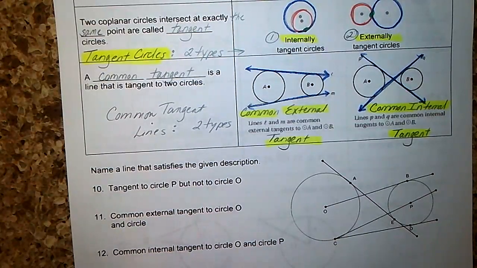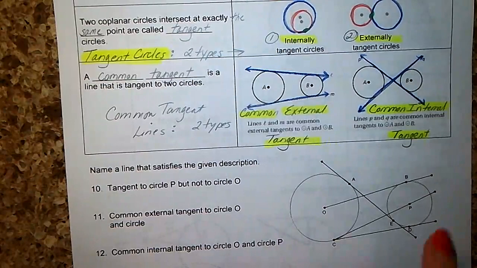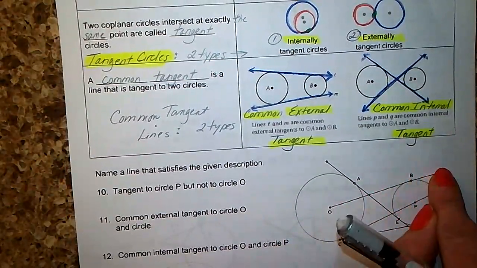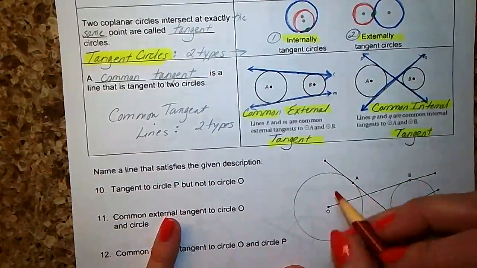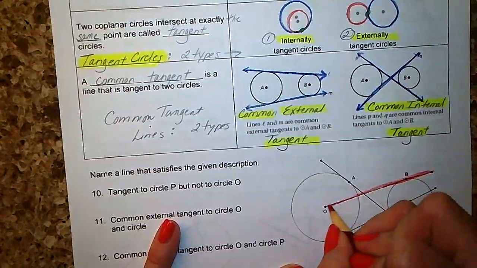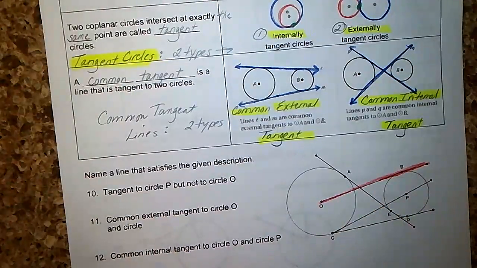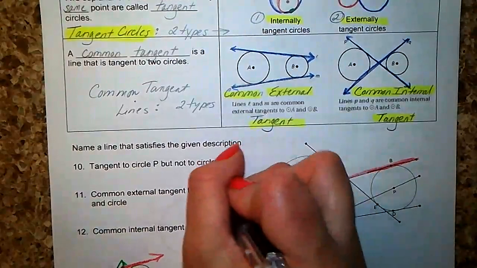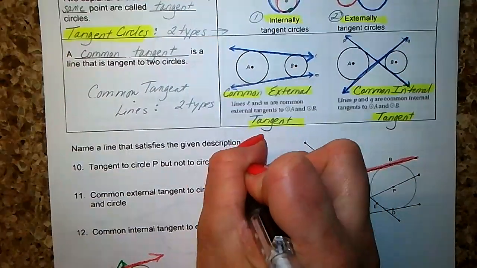All right, so we want a line that is tangent to circle P, but not to O. Something that skims along the outside of P, so look at P, look at the lines that are skimming along outside of P, but it is not tangent to O. Well, look at this line right here. This line right here, it's skimming along the outside of P, but it goes through O there. So it would be tangent to circle P, but not to O. So that would be line OB. Line OB would be the answer here.